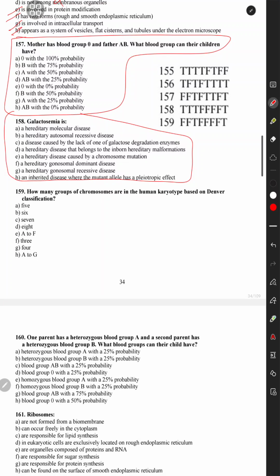How many groups of chromosomes are in the human karyotype based on Denver classification? A, B, C, D, E, F, G. 7. False, false, true.